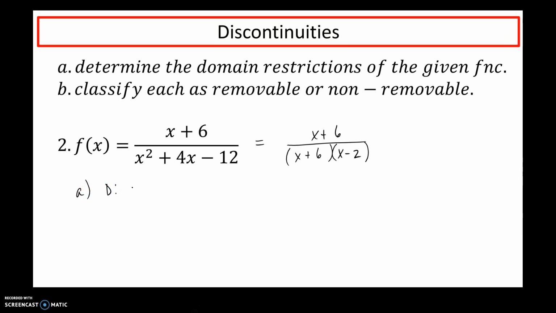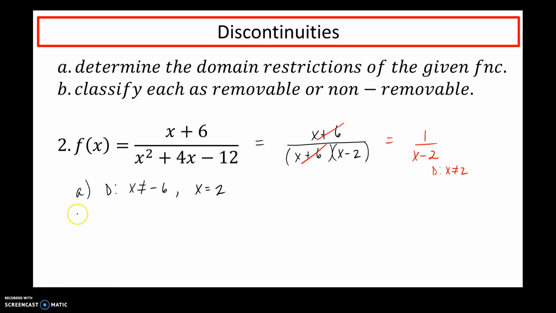So my domain restrictions are any values of x that would put 0 in the bottom. So my domain x can equal -6 or +2. Back to my original. Now I can simplify, and f of x now becomes 1 over x minus 2. If I were just to look at this function and disregard the original, it appears that my domain is only that x can't equal 2. And that's why I need you to focus on getting the domain from the original problem.